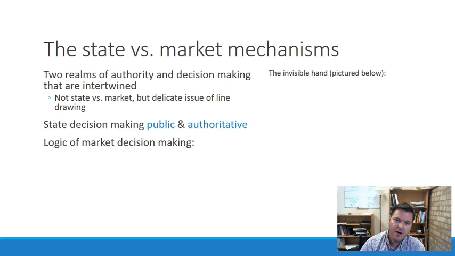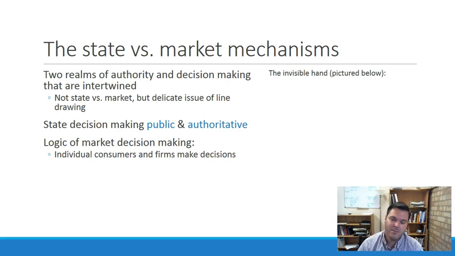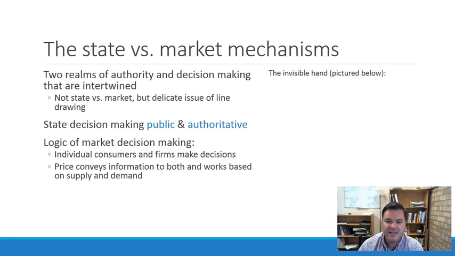Well, the logic of a market mechanism is that individuals make these decisions. Individual producers determine what they're going to produce, so firms are making decisions about what they will produce, and individual consumers are deciding whether or not they want a certain good for a certain price, right? And of course, price is conveying the information to help people figure that out, both in terms of those on the production side and those on the consumption side.